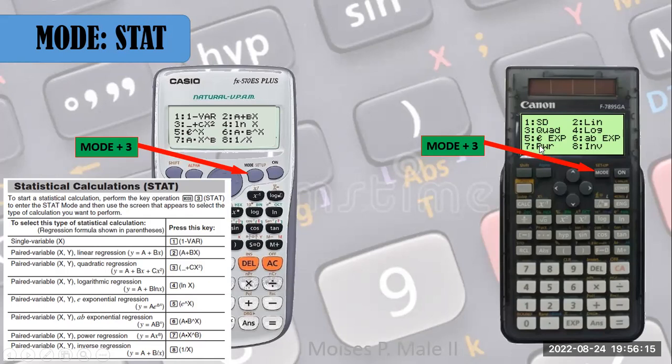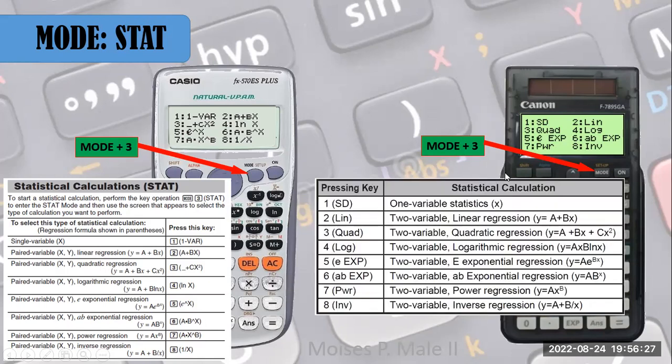But if it's no longer e, for example the base is 2, then 5 can no longer be used. Only 6 will be used. This is what's in the Canon manual. So they're the same. Okay, inverse 8, inverse 8.